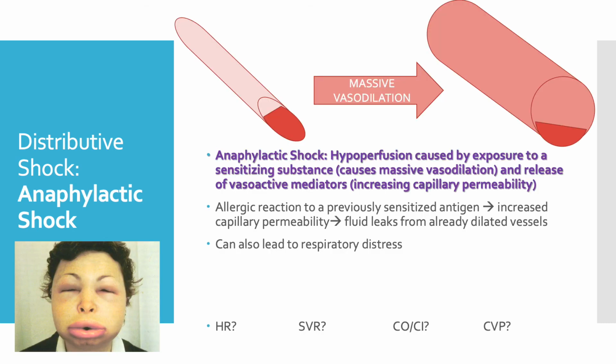Our next type of distributive shock is anaphylactic shock. And in this case, our hypoperfusion is still being caused by massive vasodilation, but this is because the body is having a severe, exaggerated response to an antigen. So remember, local vasodilation and capillary permeability are normal at an injury site or an infected area, but in anaphylactic shock, we see massive vasodilation and capillary permeability on a larger scale. So not only do we have hypotension due to this growing container with the same amount of blood, these dilated vessels, we also have hypotension because those vessels are leaking. The capillaries are allowing fluid to leave the vessels as well.